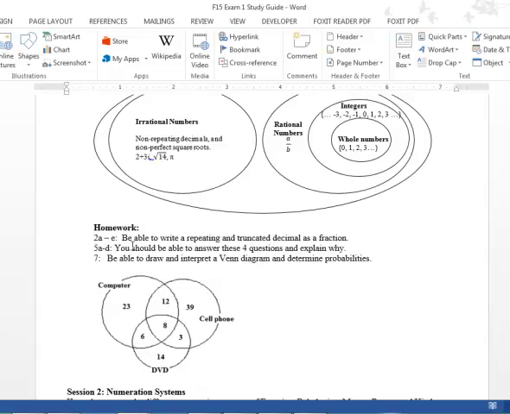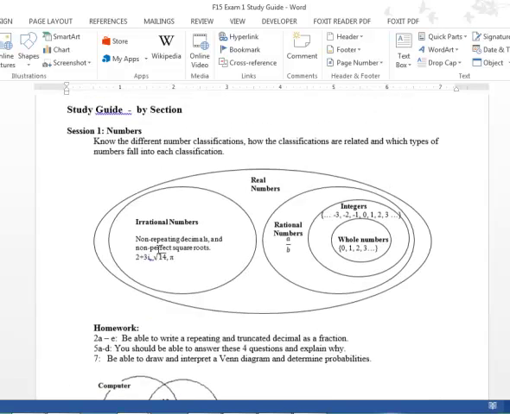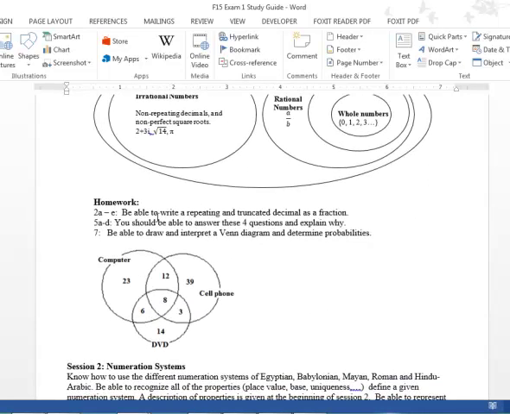Things to know: 2A through C. Be able to write a repeating and truncated decimal as a fraction. For the homework, you'll need to be able to do problems like 2A through E, this is actually session 1. Yeah, I'm in session 1. Where you write repeating and truncated decimals as fractions.